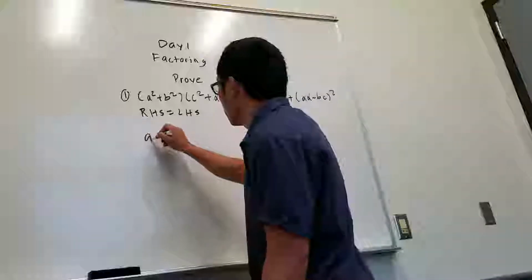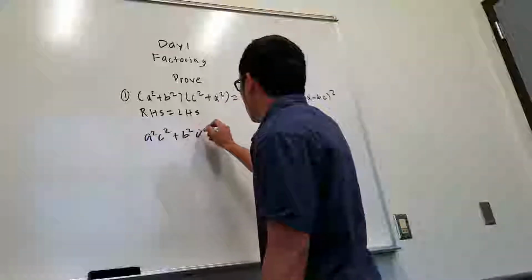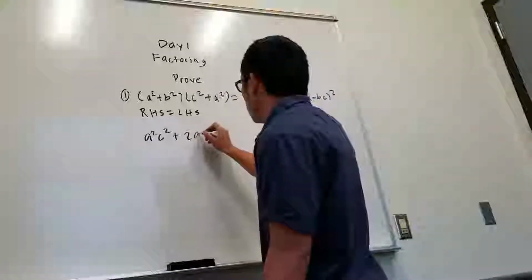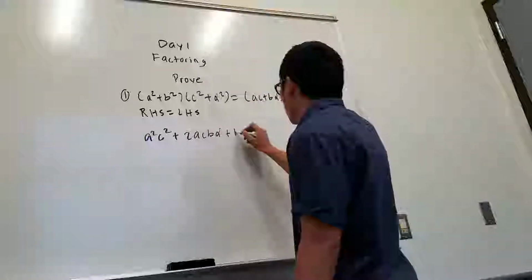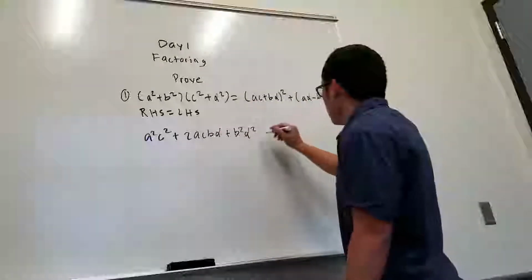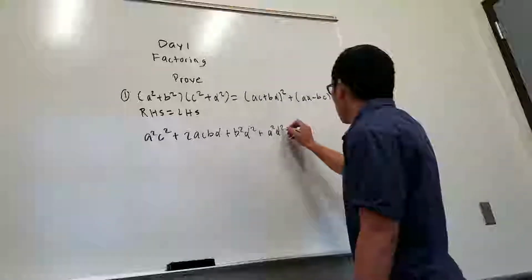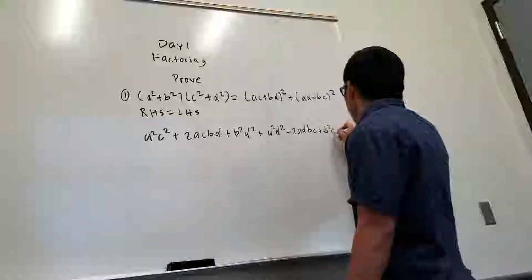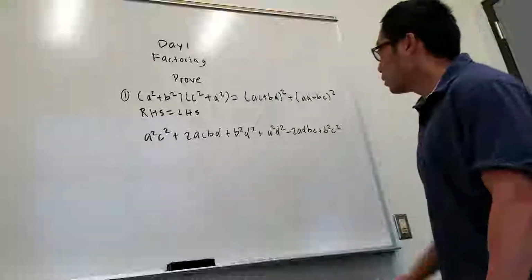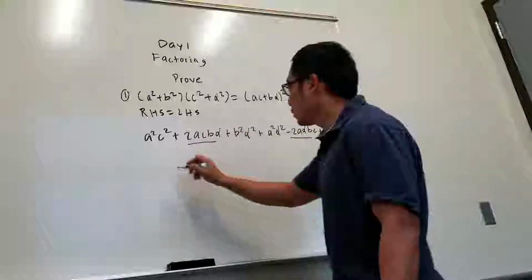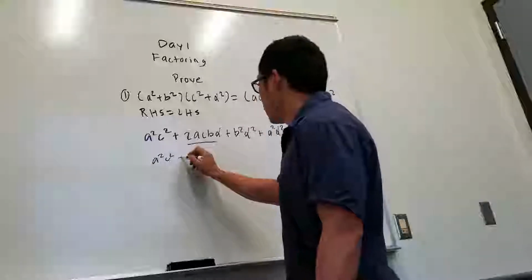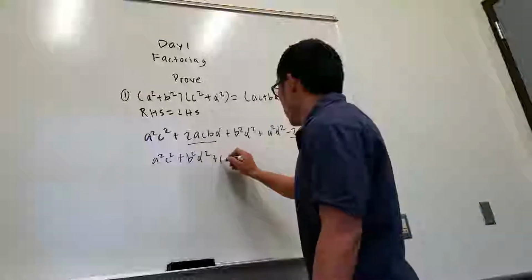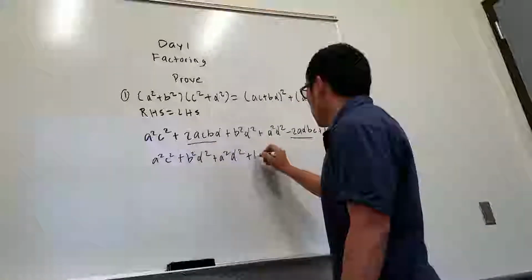So you have a squared c squared plus 2acbd plus b squared d squared. Then we have plus a squared d squared minus 2adbc plus b squared c squared. As you notice here and here, this will cancel. So you have a squared c squared plus b squared d squared plus a squared d squared plus b squared c squared.